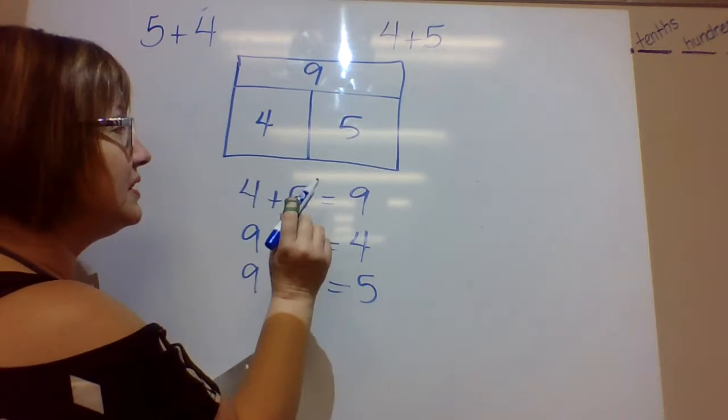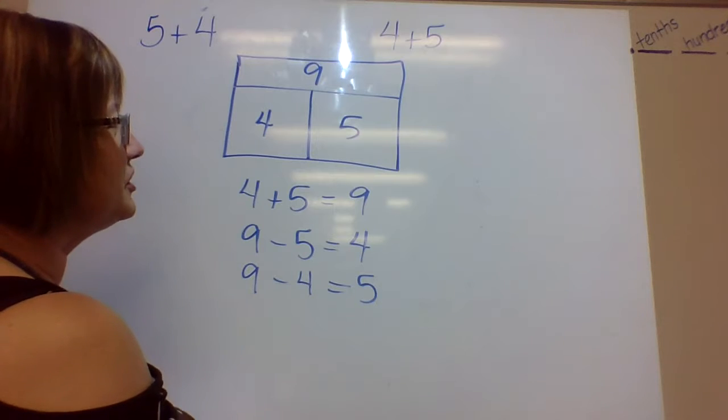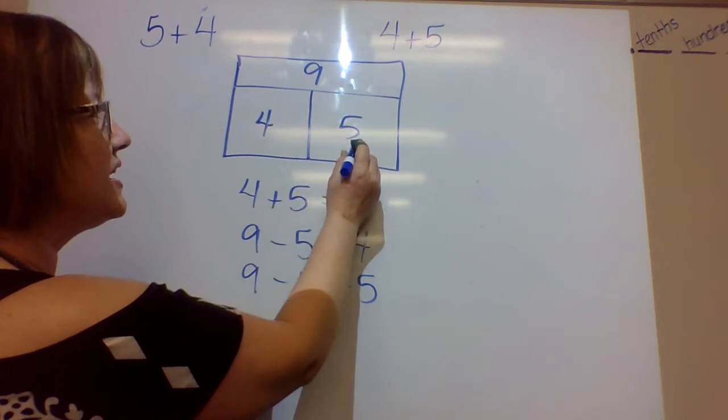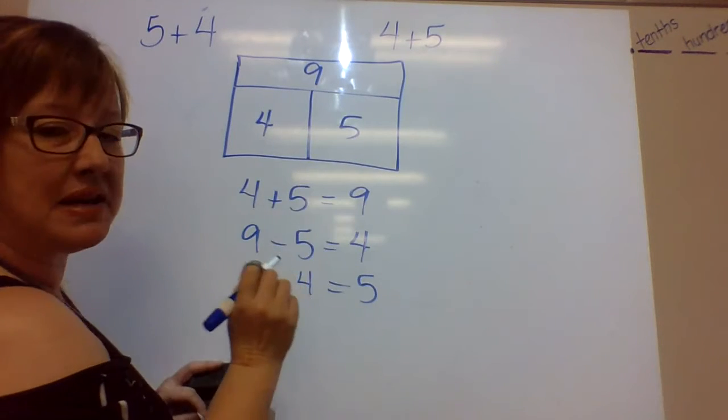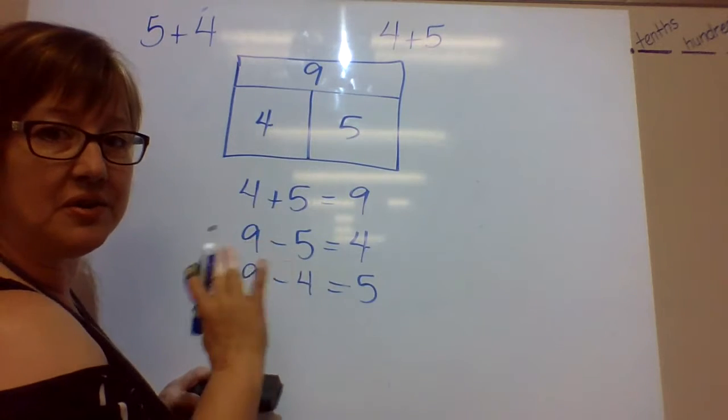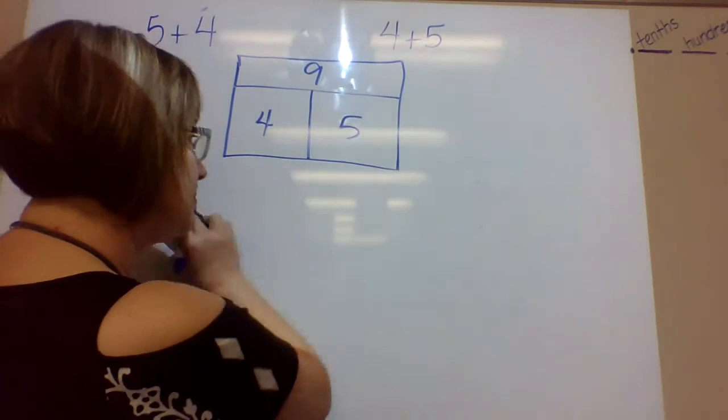We couldn't do this with multiplication or division, because we can't divide anything with these three numbers to make these three numbers. We couldn't divide 4 by 5 to get 9, or 9 by 4 to get 5. So you can only use this with addition and subtraction for this part.